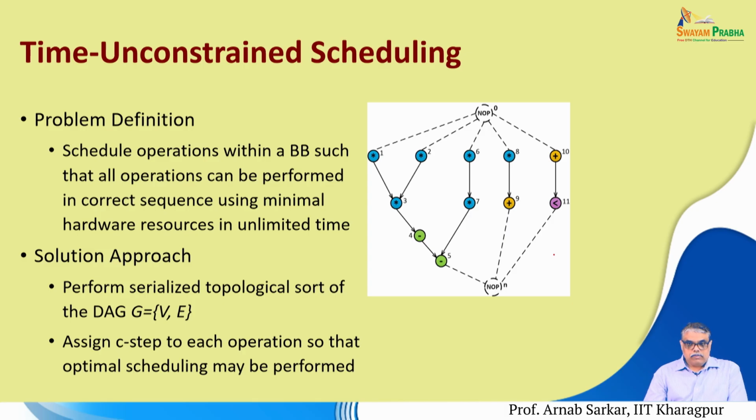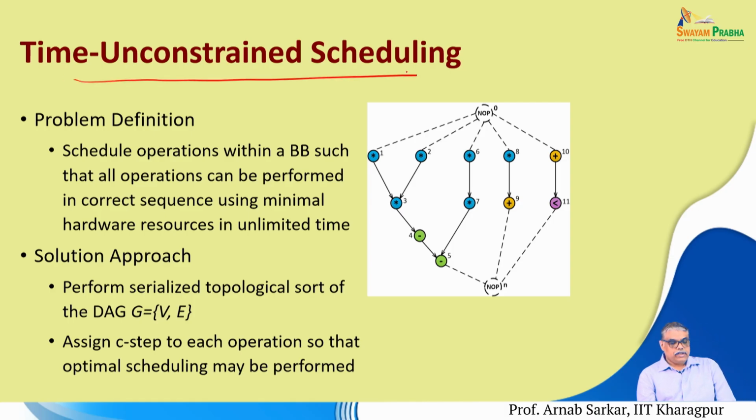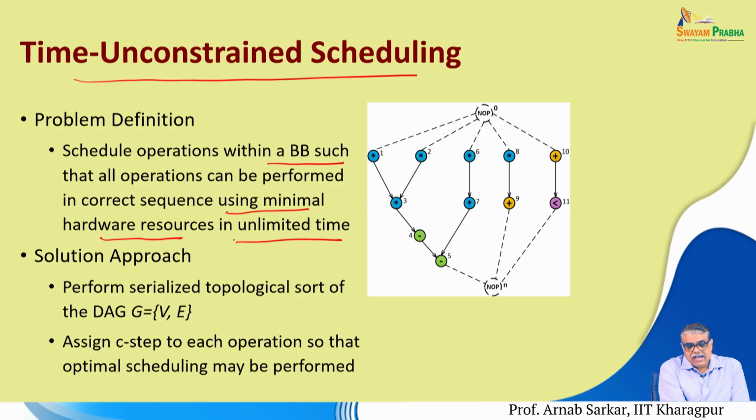With this, we will now look at the second, time unconstrained scheduling. We have seen resource unconstrained scheduling, now we will look at time unconstrained scheduling. So, what do we want to do? We want to schedule operations within a basic block such that all operations can be performed in correct sequence using minimal hardware resources in unlimited time.